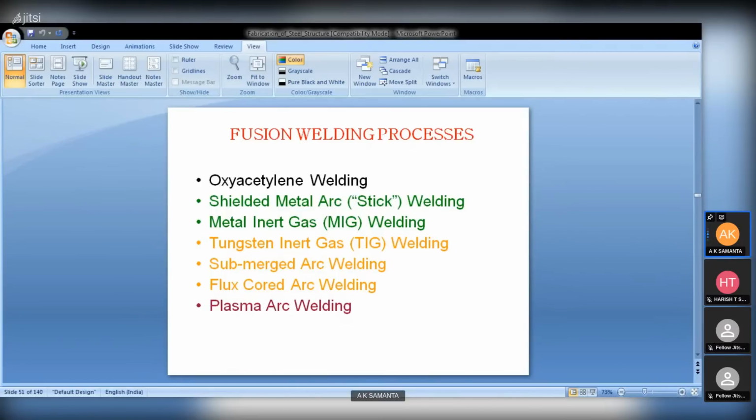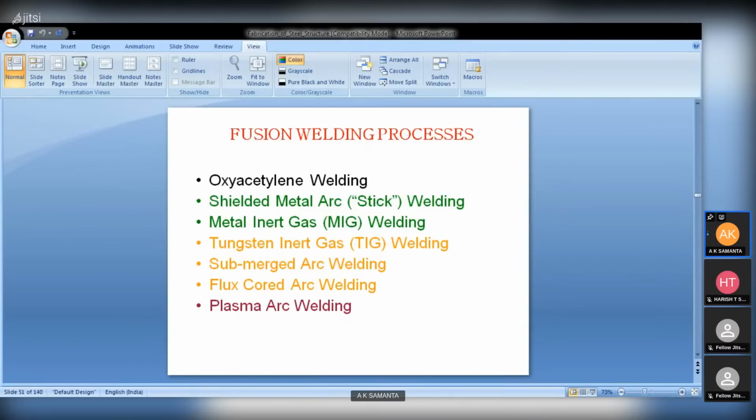Another is automatic welding. There are 3 types. Tungsten inert gas, submerged arc welding, and flux core arc welding are applicable. Normally, these types of welding are adopted in pre-engineered buildings where the welding is done in the workshop, not at the site, and these are fully automatic.